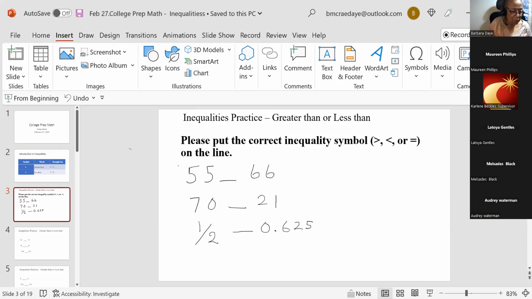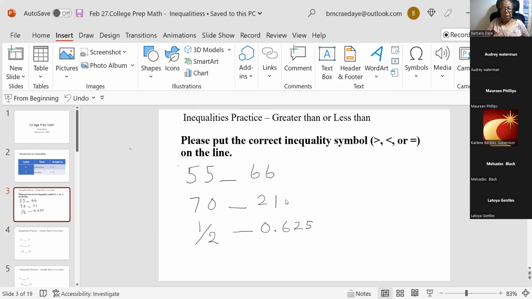Okay. Let's see. 55 and 66. Audrey, are you there? Audrey? Audrey, can you hear me? Yeah, I'm here. Okay. Can you see the screen? Can you see the screen, Audrey? You're on mute. Okay, she's going back on mute. Yes, you can hear me? Yes, I can hear you. Can you see the screen? Yes.